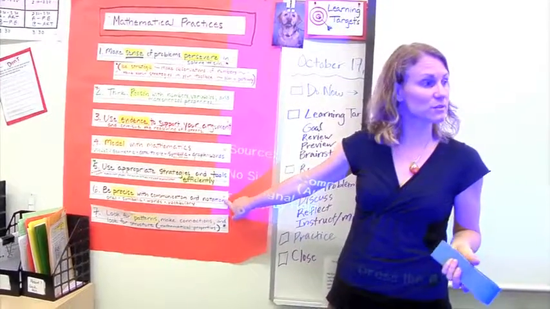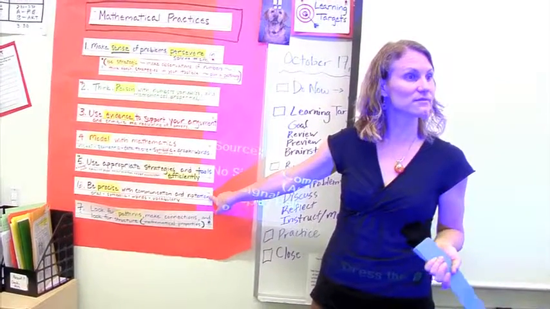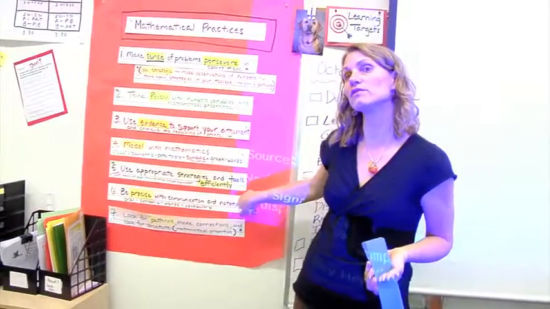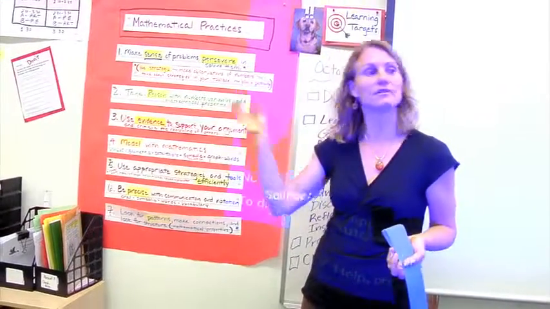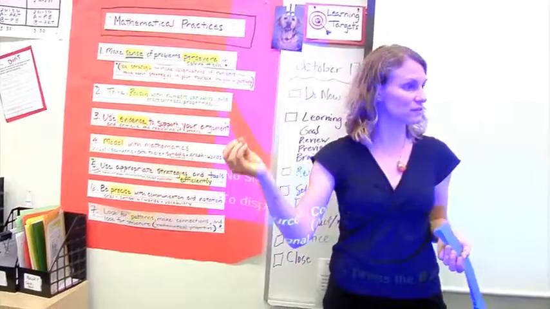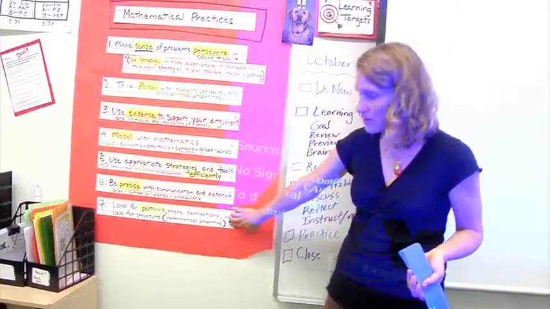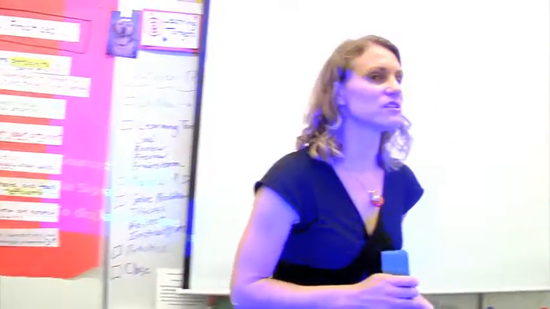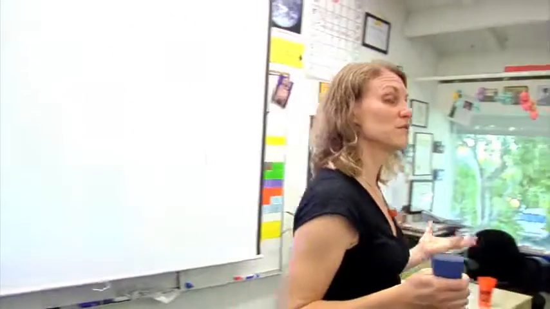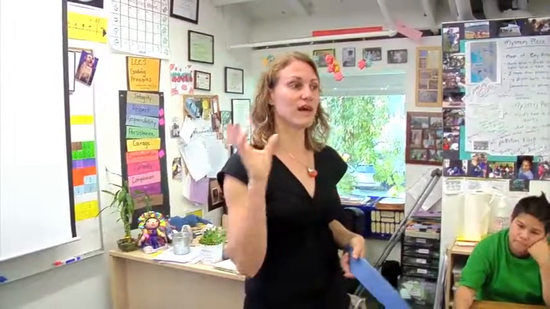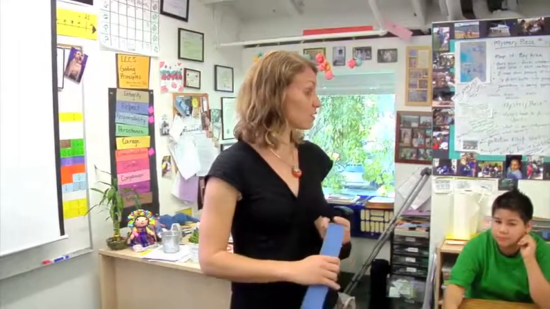And were we precise with our notation and communication? Yes. We had to correct each other when we were using vocabulary: factor, product, dividend, divisor, quotient for division. And then last but not least, were we looking for patterns and making connections? Yes, we were thinking about our work with multiplying and how it relates to division or not.